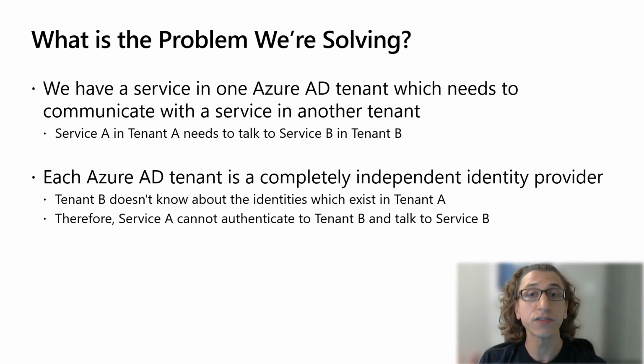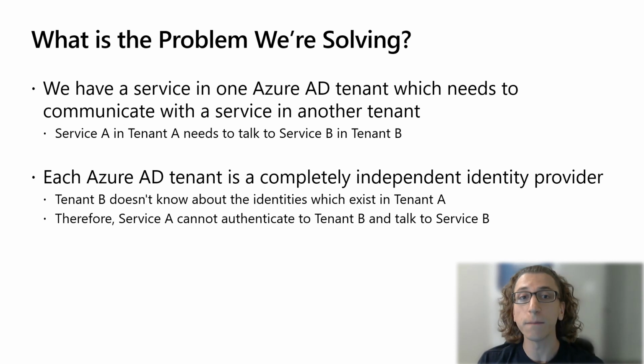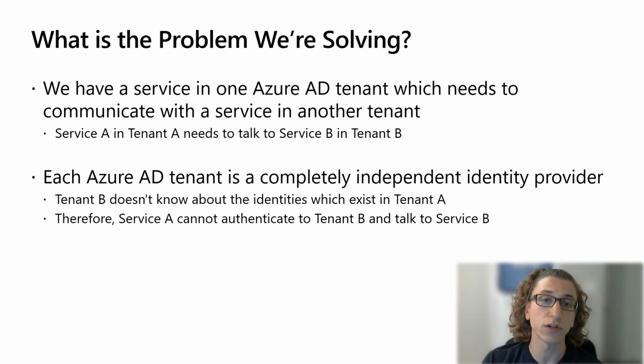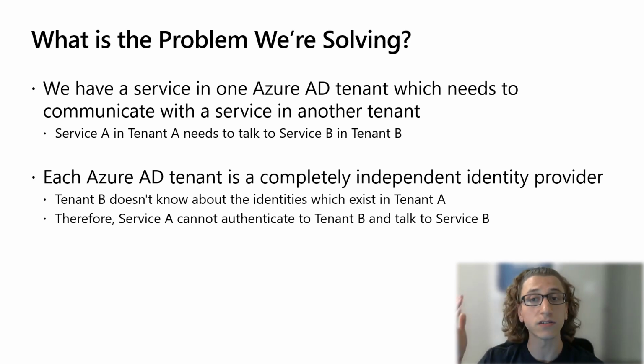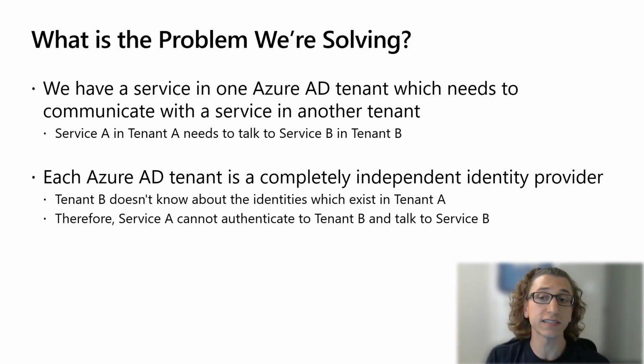Now, to pivot back to the topic of today's talk, now that we've reminded ourselves of the basics, let's talk about the multi-tenant case where we have a service in one Azure AD tenant which needs to communicate with a service in another tenant. For example, let's say service A in tenant A needs to talk to service B in tenant B. Well, as I mentioned before, each Azure AD tenant is a completely independent identity provider. This means that tenant B has no idea about the identities which exist in tenant A. Therefore, service A cannot authenticate to tenant B, and therefore can't talk to service B.